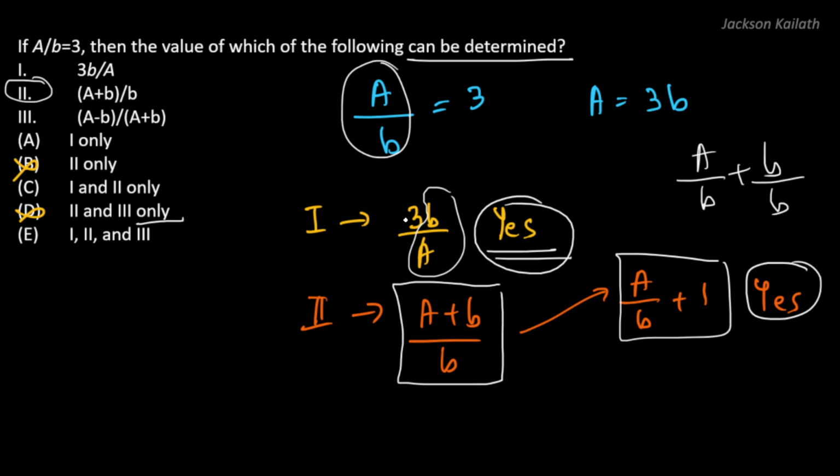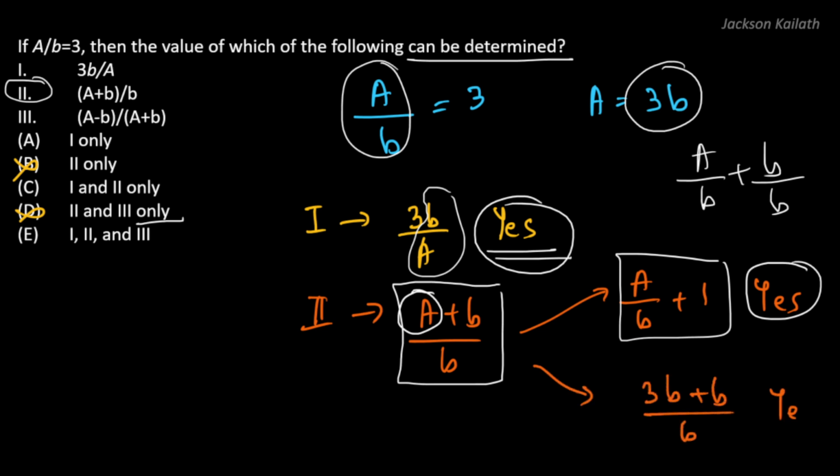Now, another way of thinking about this is instead of A over here, you can replace it with 3B, because A is equal to 3B, right? So this expression over here becomes 3B plus B by B. And again, you can see that this is a definite yes, right? Again, you don't need to calculate it. Why is it a yes?